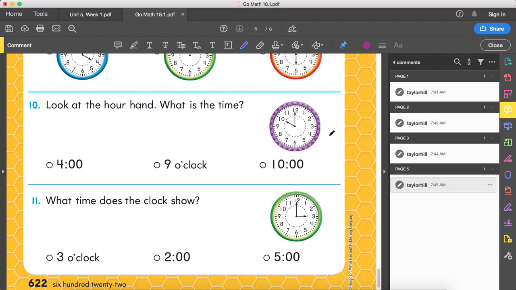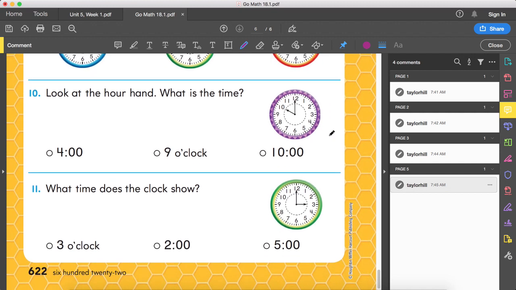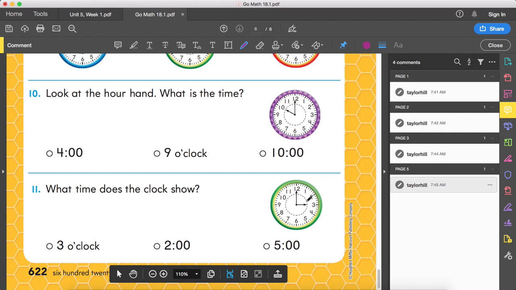Number 10, look at the hour hand. What time is it? The hour hand is pointing to the 10, so what time is it? And number 11, what time does the clock show? So look at the clock. Look at, it's pointing to the 3, so what time is it? All right.